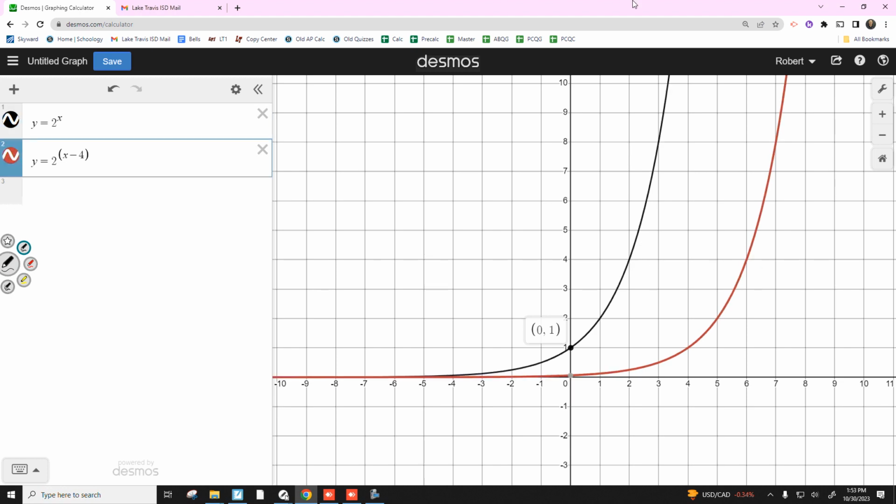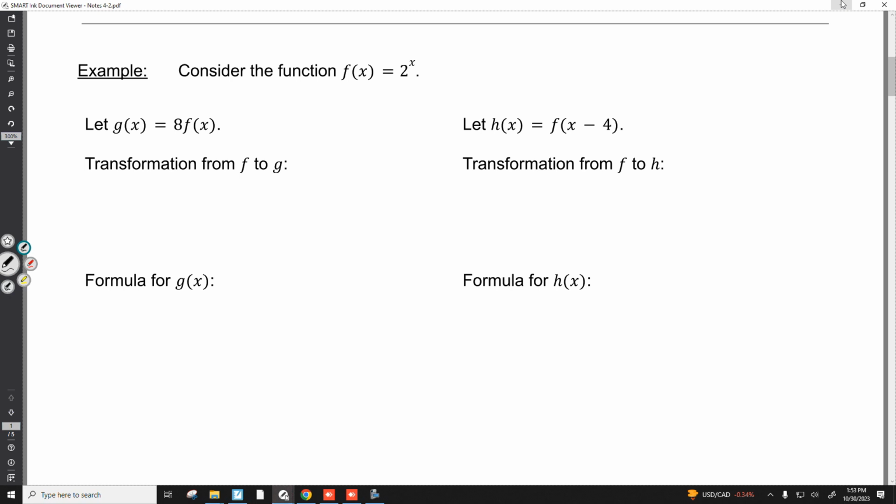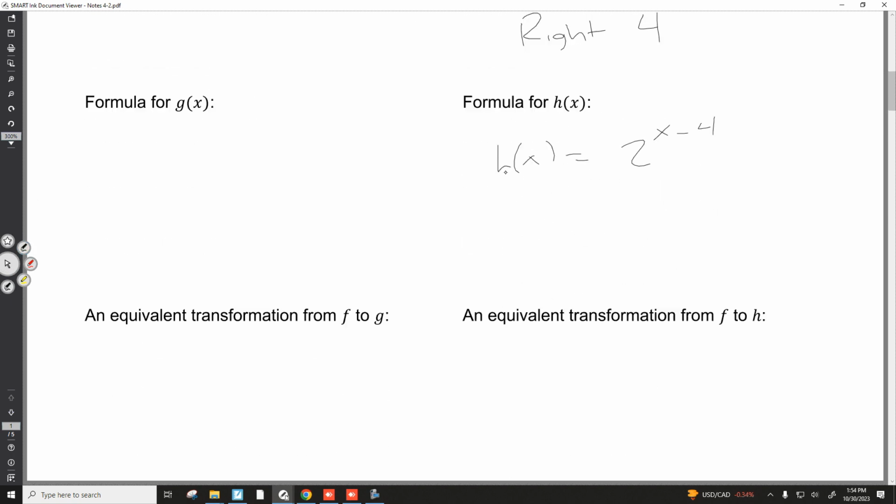Great. All right, cool. So we're comfortable with that: h of x is 2 to the x minus 4, and that this should be right 4. And the formula is 2 to the x minus 4. But watch this, using exponent properties. Rewrite 2 to the x minus 4.